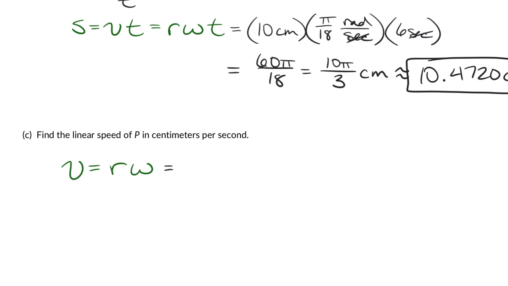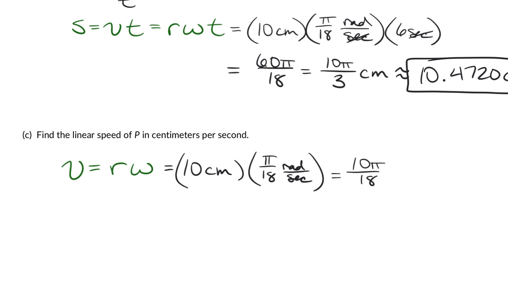We know that the radius is 10 centimeters, and we were given that the angular speed, the omega, is pi over 18 radians per second. So question, what is going to be the units that are left over when we do this multiplication? Centimeters per second, because the radians gets overpowered by anything else in the numerator. So this becomes 10 pi over 18 centimeters per second, which we can reduce to 5 pi over 9, I believe, centimeters per second.